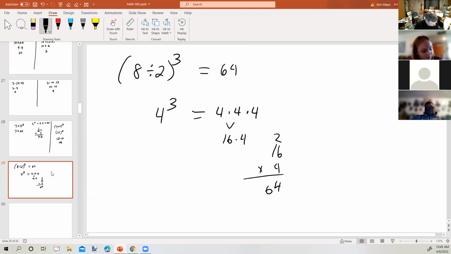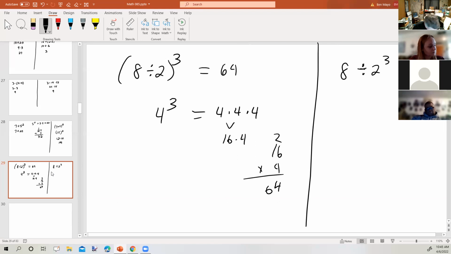Okay. What about this problem? 8 divided by 2 cubed. What would you do first here? The division or the exponent? You do the exponent first. 2 cubed is 2 times 2 times 2. 2 times 2 is 4, times 2 is 8. 8 divided by 8 is 1.